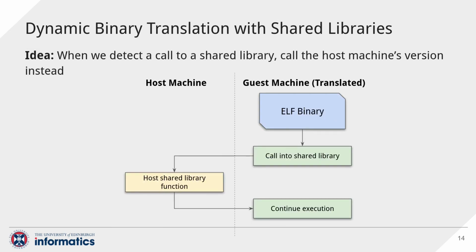Now, here's the idea. When we detect a call to a shared library, call the host machine's version instead. Seems pretty straightforward. Why aren't people doing this already? Well, we'll get to the challenges in a minute.